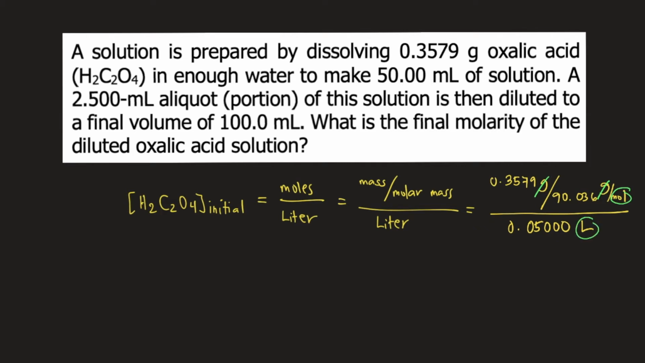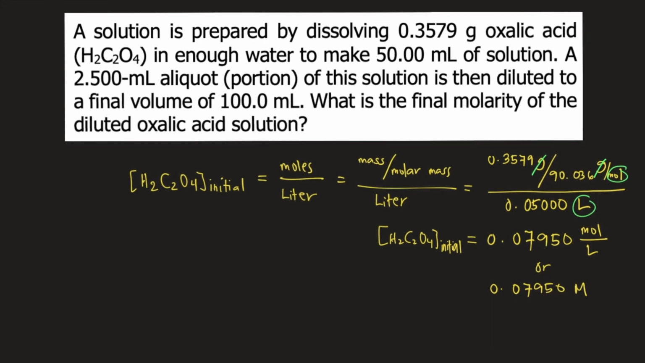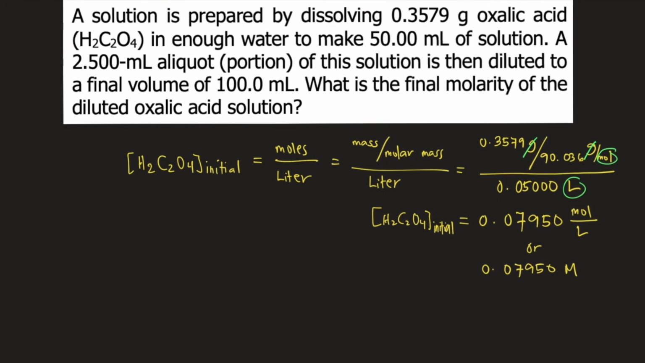So the initial concentration of oxalic acid is equal to 0.07950 moles per liter, or 0.07950 molar. The next part of the question is dilution.